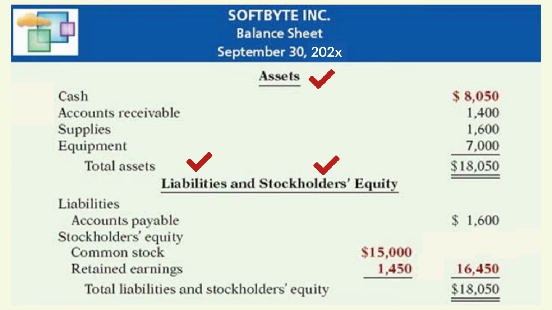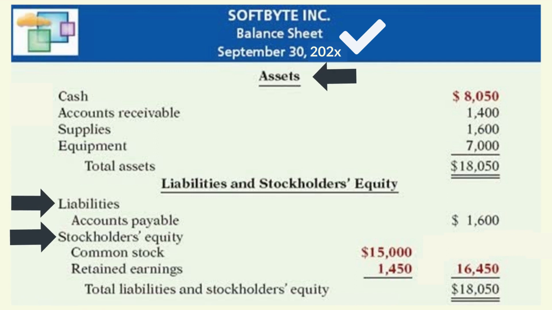The balance sheet reports the assets, liabilities, and stockholders' equity at a point in time or a specific date, in this instance, September 30th. This statement is prepared next because the ending balance in retained earnings is needed in preparing the balance sheet, more specifically, the stockholders' equity section. List assets first, followed by liabilities and stockholders' equity. Total assets must equal total liabilities plus stockholders' equity.